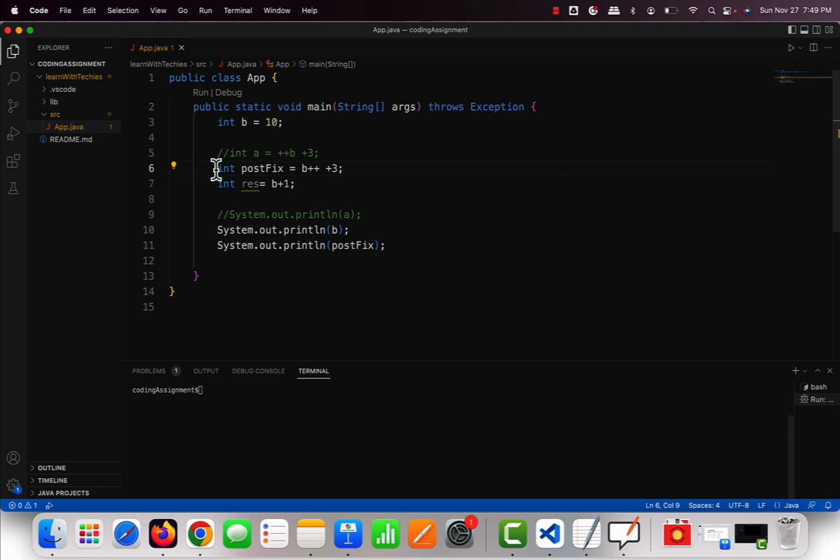Let me try one more example here. In the same way, let me try minus minus b. So now it will be like 10 minus 1, 9, 9 plus 3 equals 12, and now the b value also will be 10 minus 1, 9.